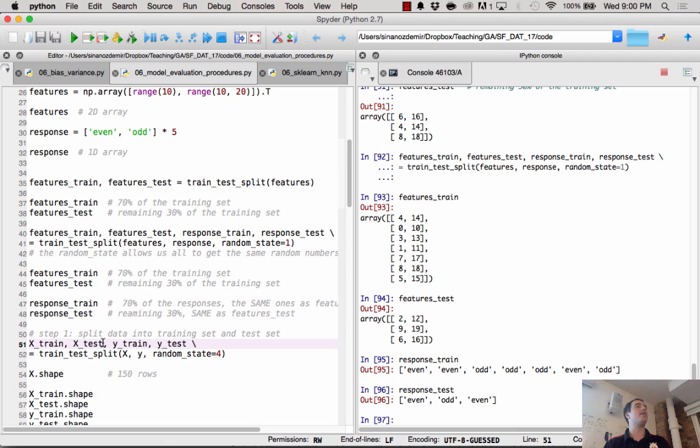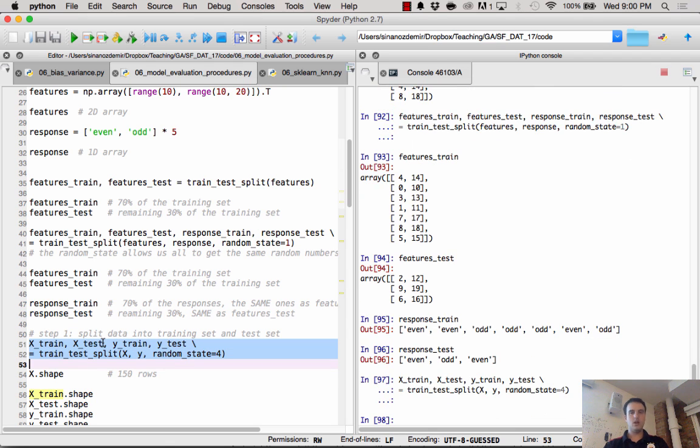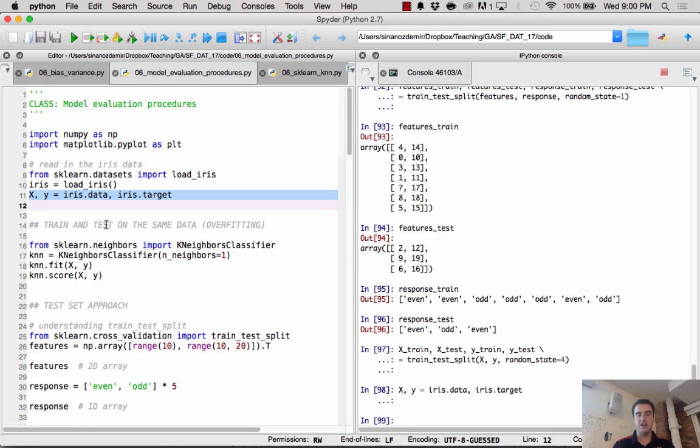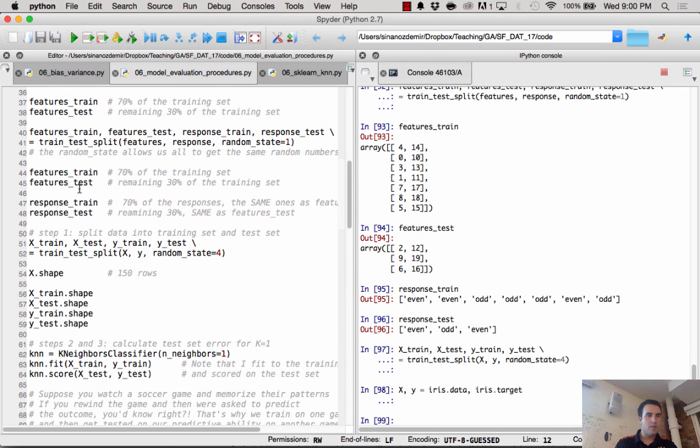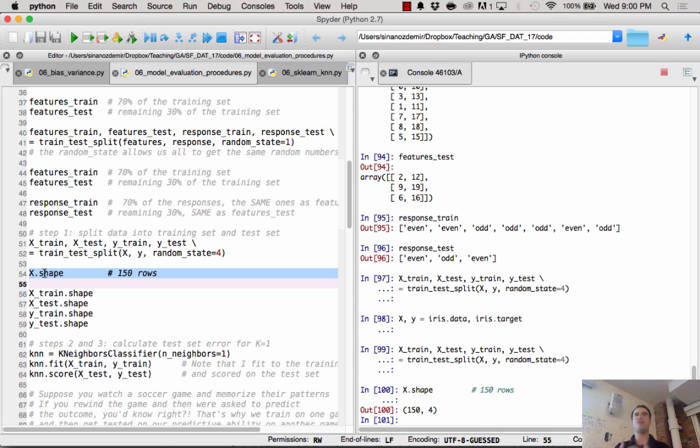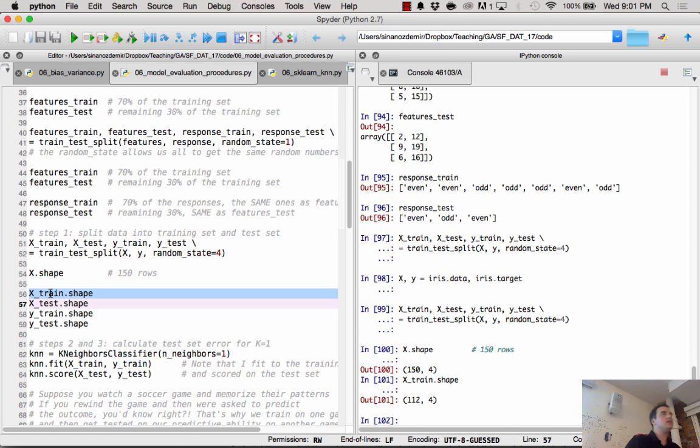So let's do it for Iris. We have our x and our y from up here. If you haven't run this line of code, line 11, please run line 11 first. And then come back down and run lines 51 and 52. It's going to split up x and y. X dot shape, as we know, is 150 rows and 4 columns. X are the predictors of Iris. X train is 112 rows. So the training set of the predictors is 112 rows.